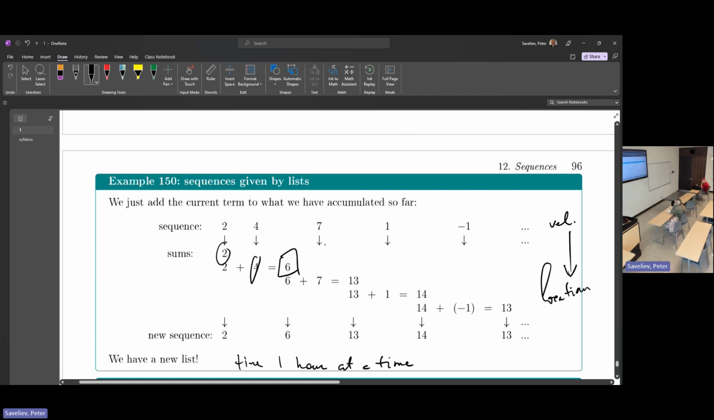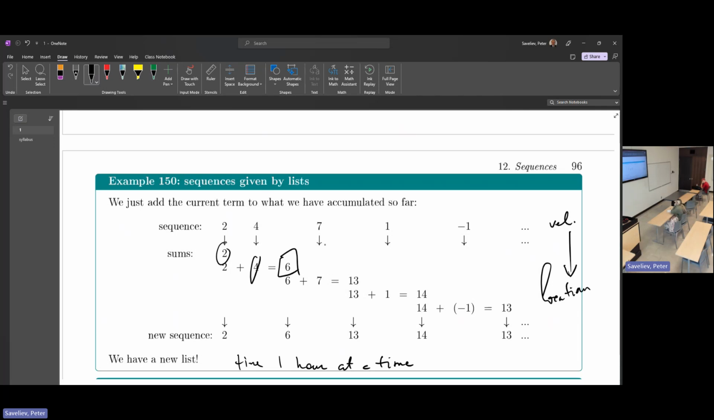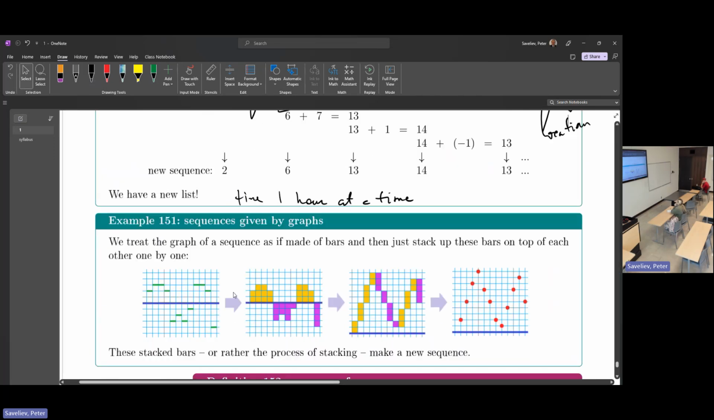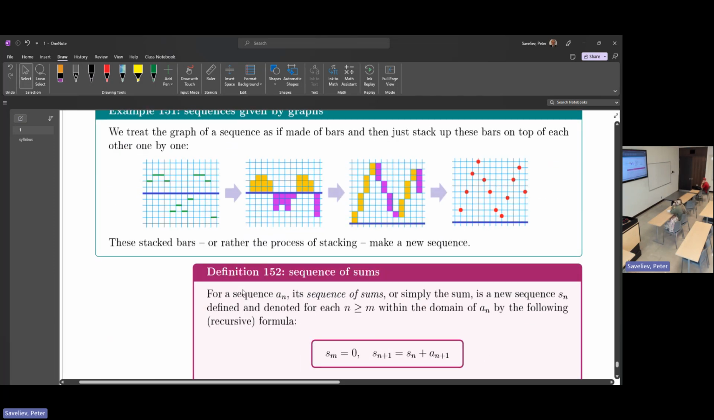Does it sound familiar at all? Well, we're not doing calculus, but if we can make any kind of link to something familiar, that is beneficial for you. We don't want to disconnect this course from the rest of the mathematics. So it's just rearranging blocks. It's called the sequence of sums.